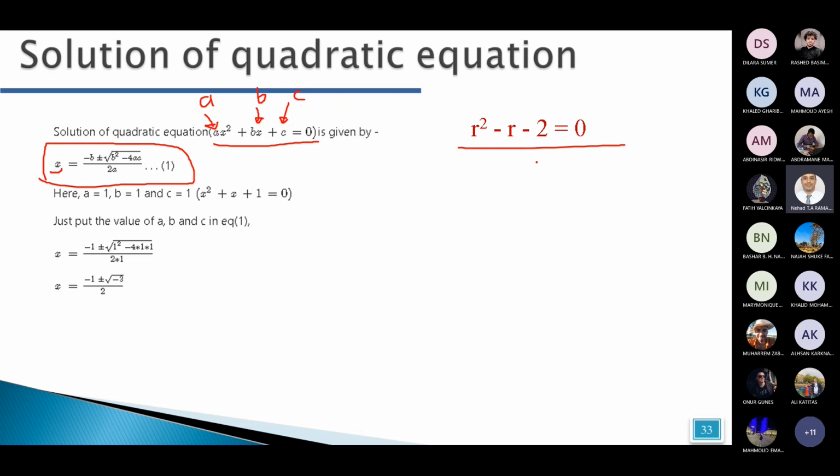This is our equation. To apply it, we need to know a. A here is 1, a equals 1. B here is minus 1, so b equals minus 1. And c equals minus 2.